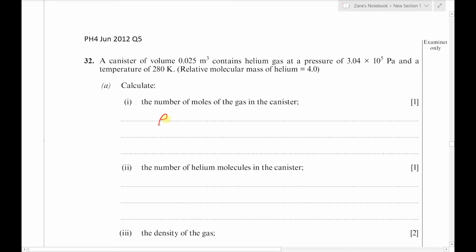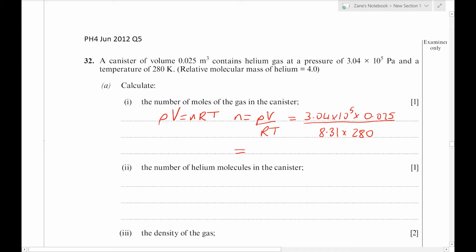So what we're going to do is use PV equals nRT. The rearrangement is n is PV over RT. Pressure 3.04 times 10 to the 5. Volume 0.025. R 8.31, given in a data book. Temperature 280. So if we put those figures into the calculator, we get an answer of 3.27 moles.